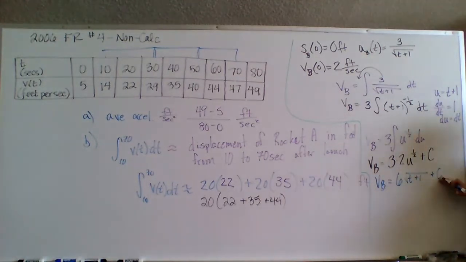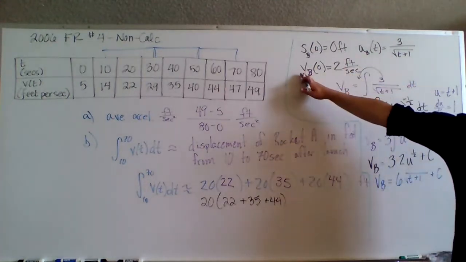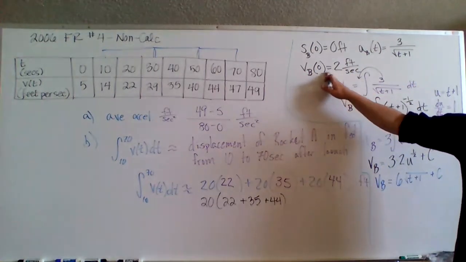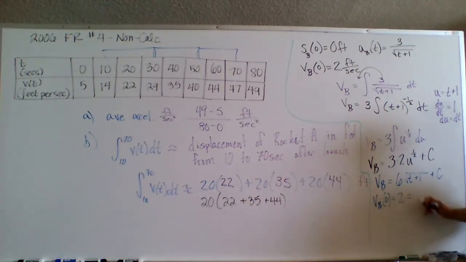So now we can figure out my initial condition. V of b of 0 is going to equal 2, so VB of 0 equals 2, which is going to equal 6 square root of 0 plus 1 plus c.